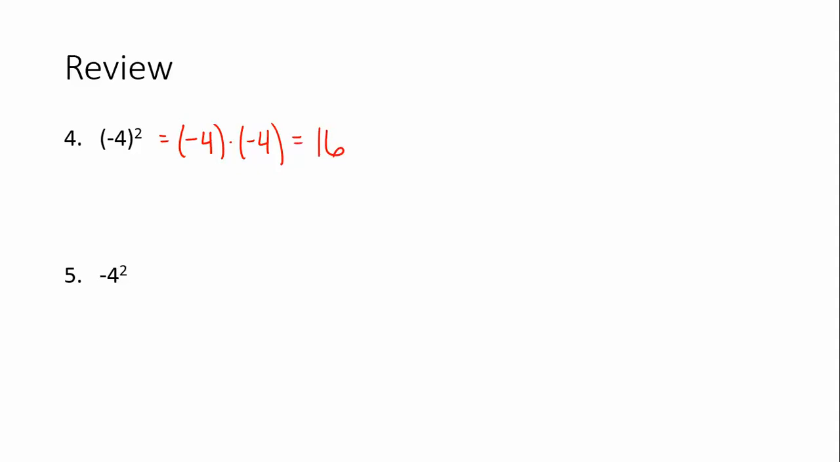The difference, however, in example 5 is that we don't have the use of parentheses. What's happening in number 5 is that our base is actually just the number 4. 4 is being squared, but the negative out in front indicates we want to take the opposite of 4 squared. So essentially, if you could rewrite this using parentheses, you would isolate the negative out in front. So then this is like saying 4 times 4 on the inside, take the opposite of that to give you a -16.